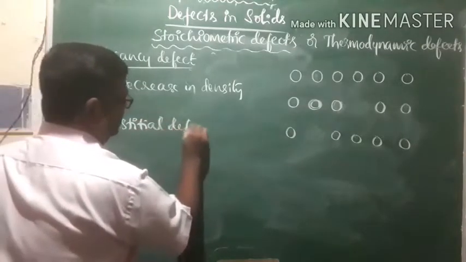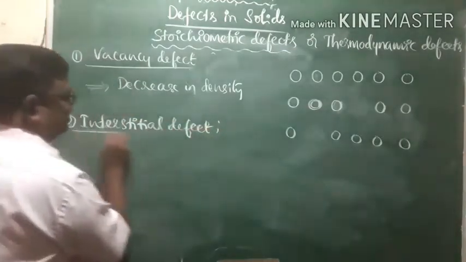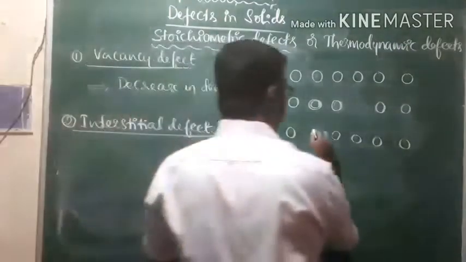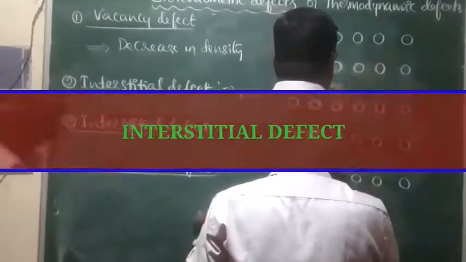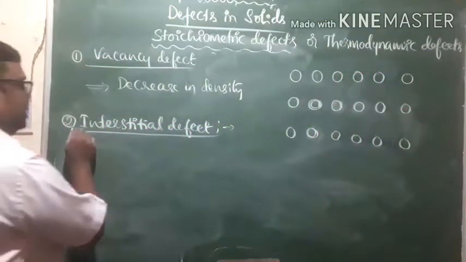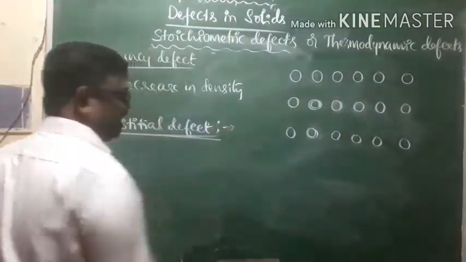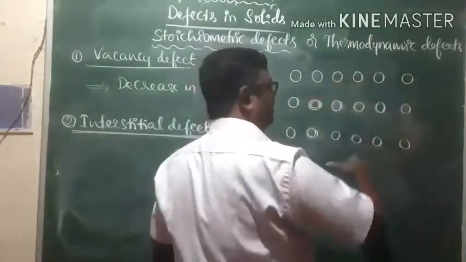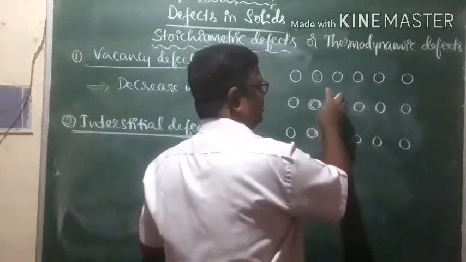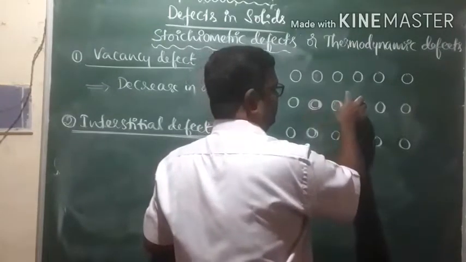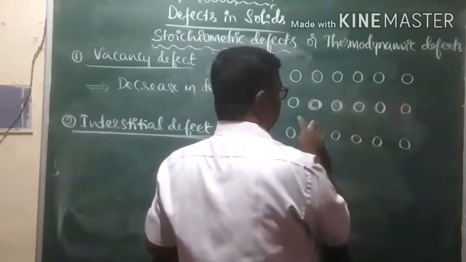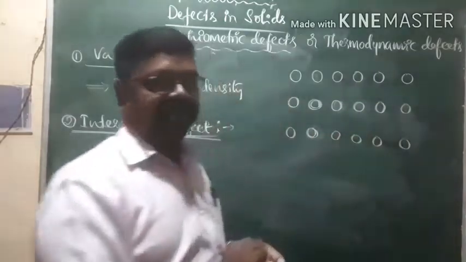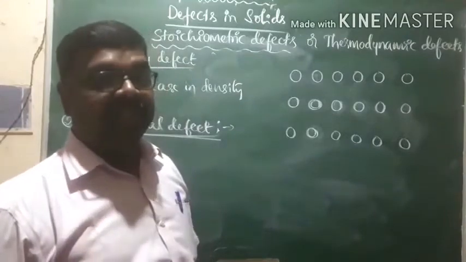Second one is interstitial defect. Yes, this is the interstitial defect. Imagine one orderly arrangement of the constituent particles. Interstitial means in between particles. Of course, you can find here one orderly arrangement of the particles. Look at this. These are the interstitial sites, the vacant spaces. These are the vacant spaces found in a given crystal structure. That is what we call interstitial sites.